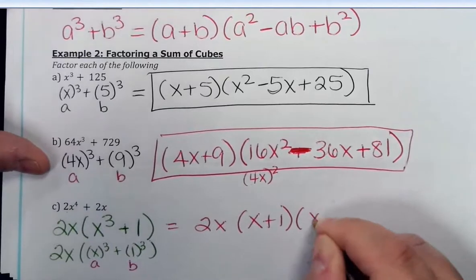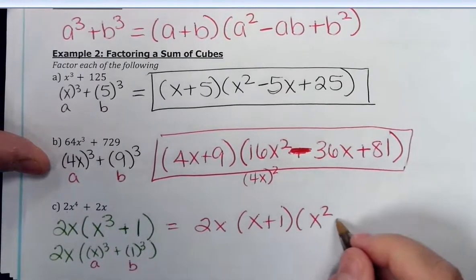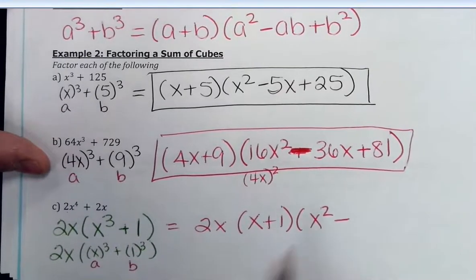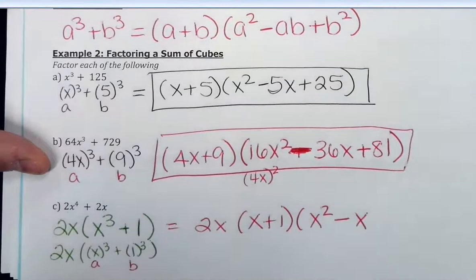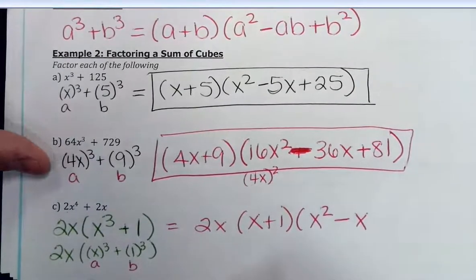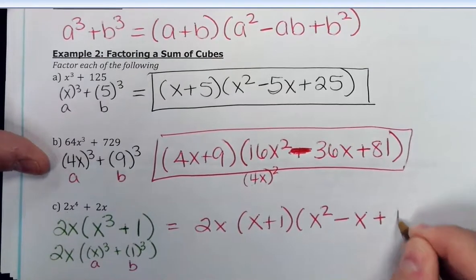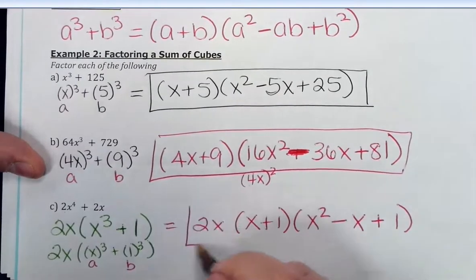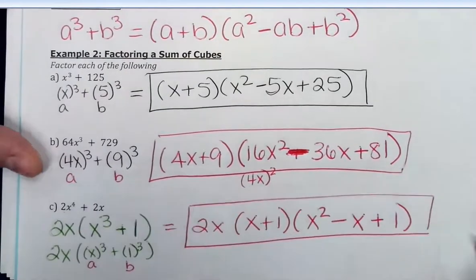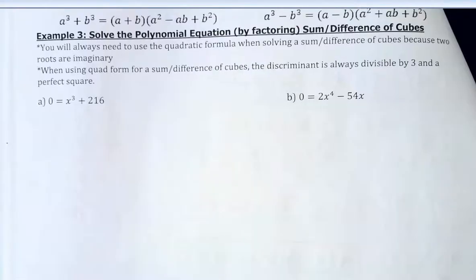A squared would be x squared minus ab. That would be x times 1, so it's just going to be minus x. And then b squared on the end would change that to be a plus 1. So this is the factored form of that last question. Okay, now what is this used for? So we're actually going to solve equations.